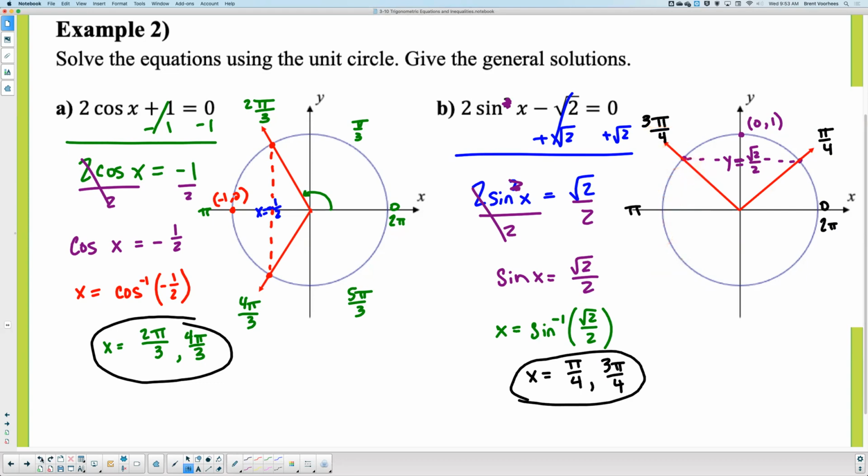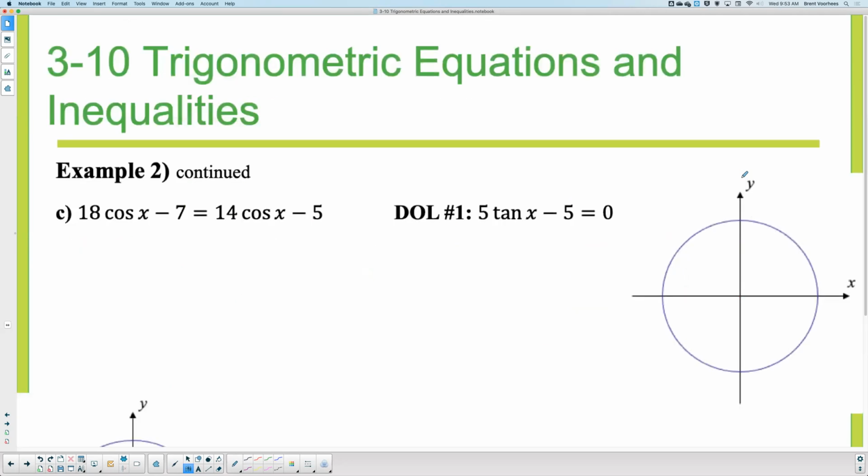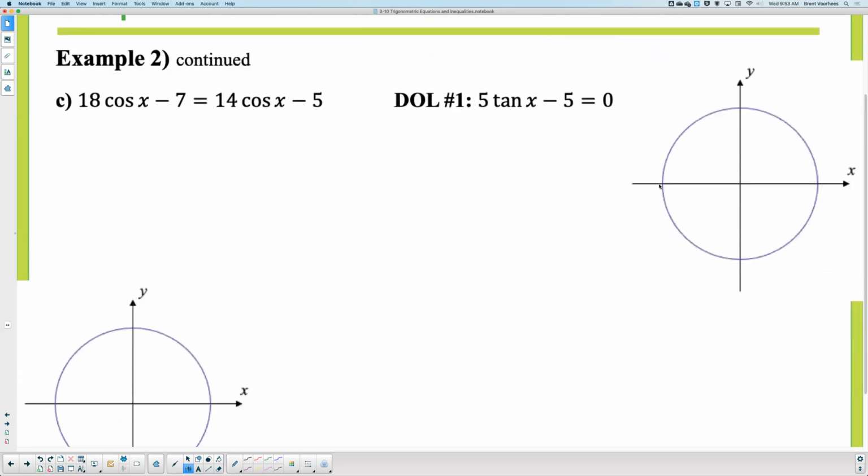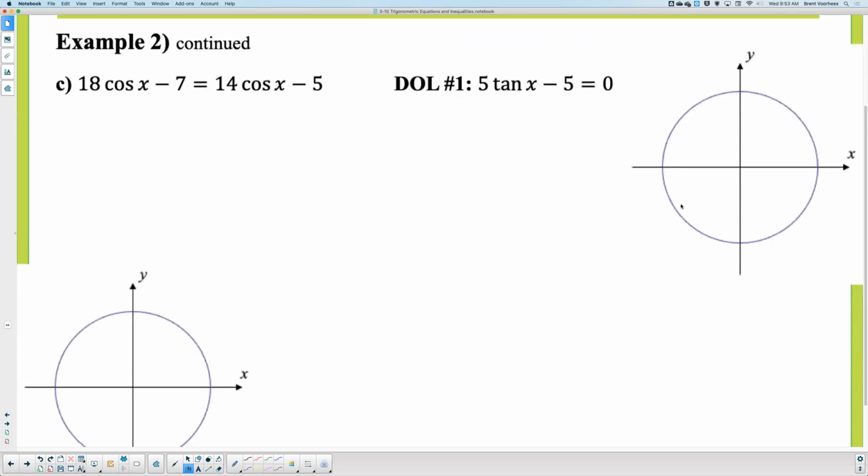But that's what would happen. But this problem did not give us the inverse. That's why we're taking both answers, because it did not give us inverse. All right. So with that, let's go on to part C. And then we will do our first DOL.